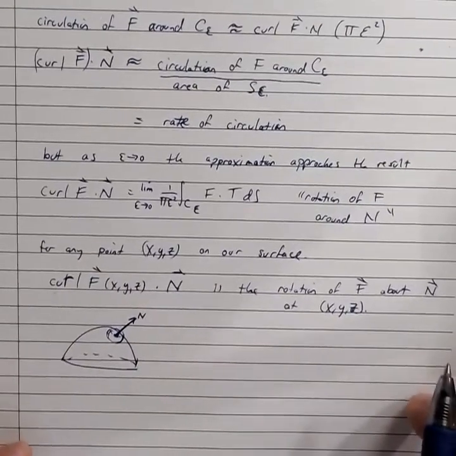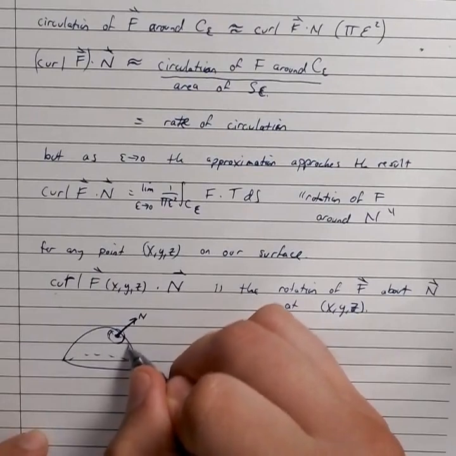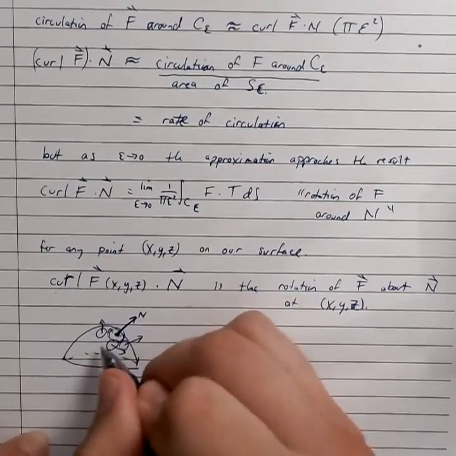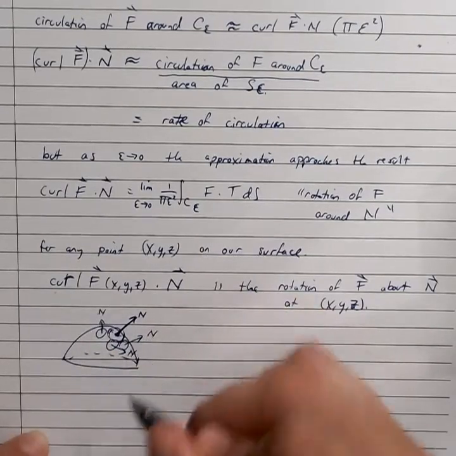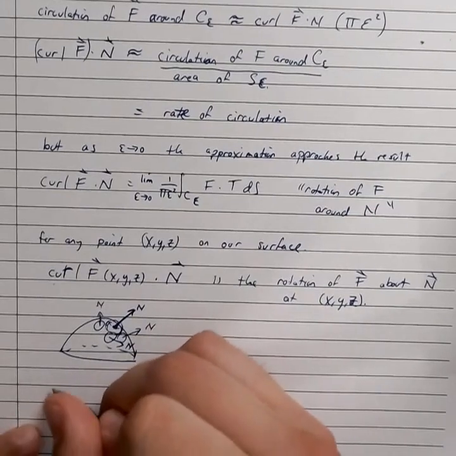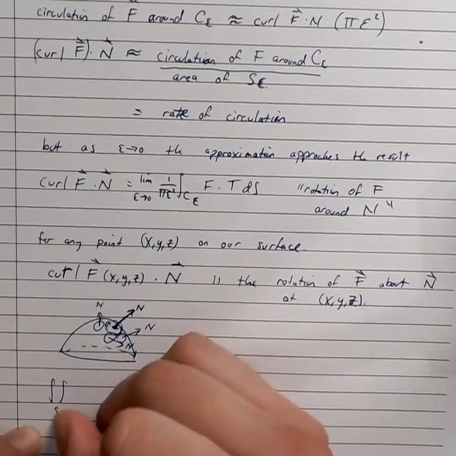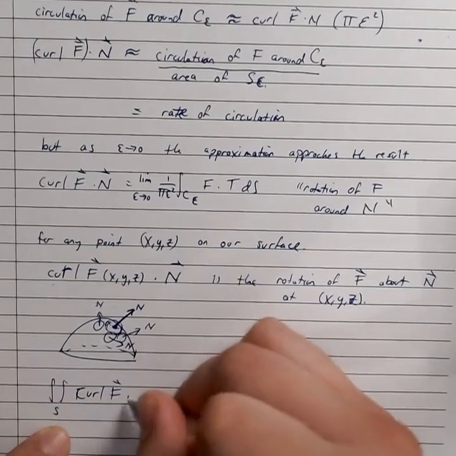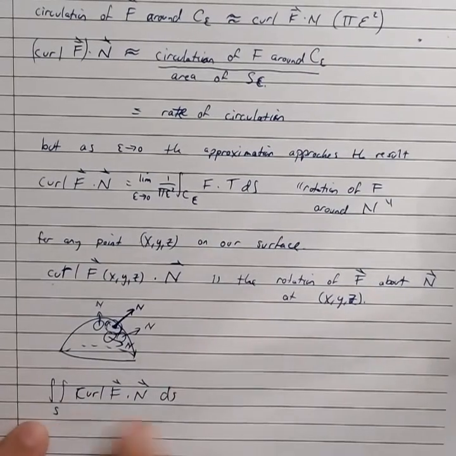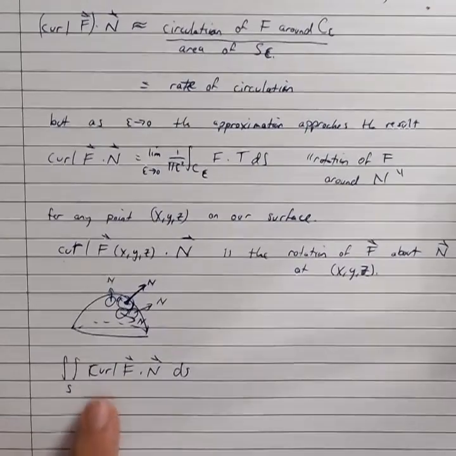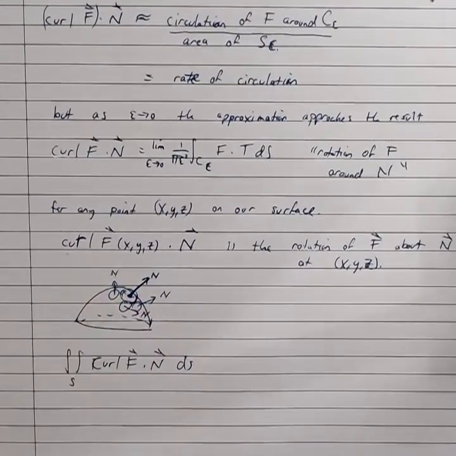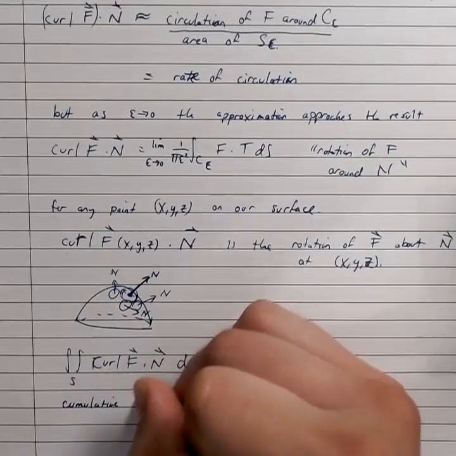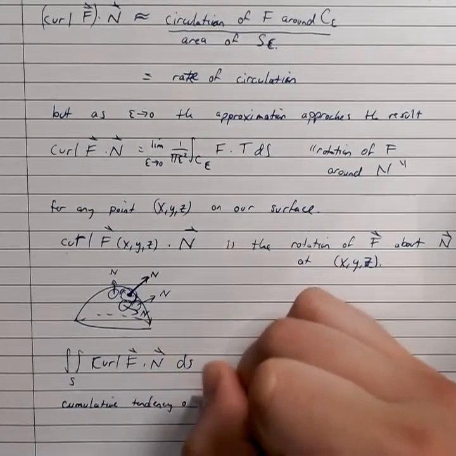But now if you add them all together, if you were to say, okay, now take this one, and then also this one with its normal vector, and this one with its normal vector, and you wanted to add them all up, what Stokes' theorem essentially says is the double integral over S of the curl of f dot n dS is the cumulative rotations around each point. So this is the cumulative tendency of rotation.